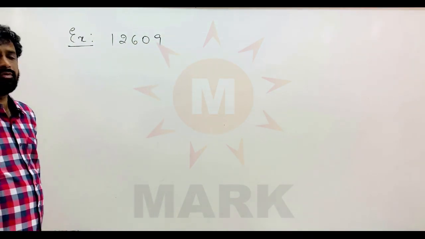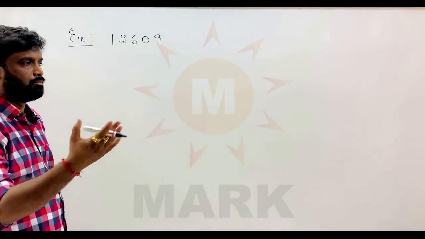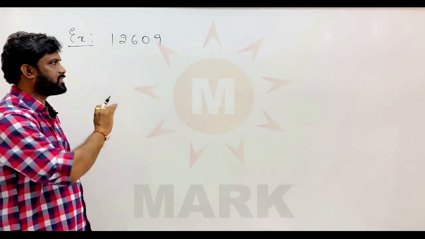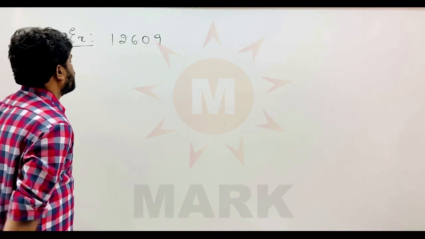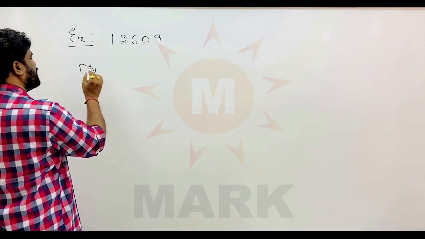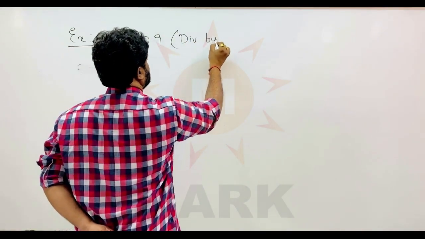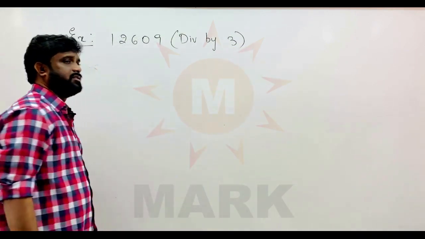I am taking an example number. Why have I taken this number? Because this number is divisible by both 3 and 9, it will work for both. That's why I have taken this number. So first I am taking the divisibility of 3 case, whether it is divisible by 3 or not. We'll see.